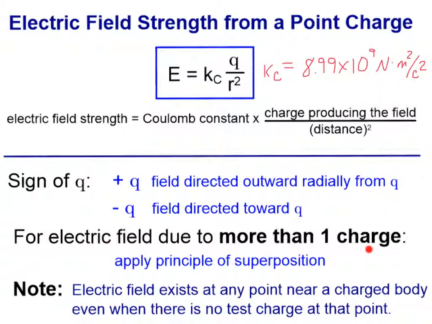For an electric field due to more than one charge, you're simply going to apply the principle of superposition, like we have done before. And also notice that from our equation, an electric field at a given point only depends on the charge of Q, which is the object setting up the field, and the distance r squared between those two objects. So as a result, we can say that a field exists at any point near a charged body, even when there is no test charge at that point. And that's an important point to remember.